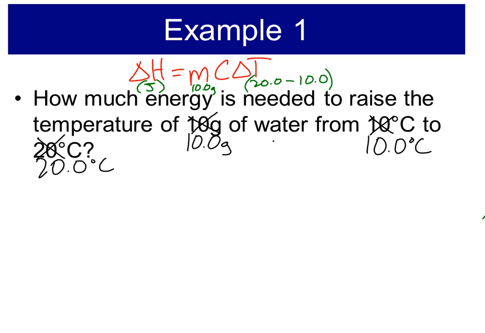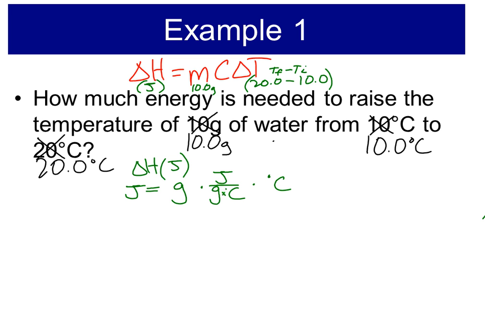The reason why I wrote it like that is because, remember, it is TF minus TI. So, writing out the whole equation, I'm going to go delta H, which is J, right? So, I'm going to say J joules is equal to grams times specific heat capacity, which is joules per gram degree Celsius, times change in temperature, which is in degrees Celsius.